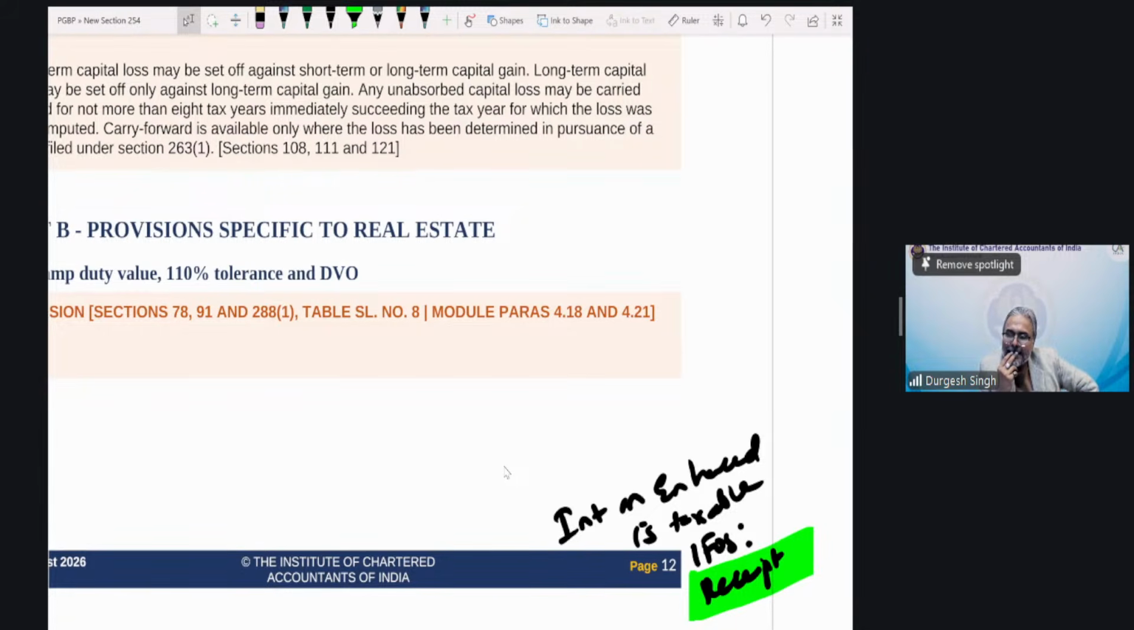So, sir, in that case, we have only discussed the restoration of a right and whether a right is there or not in case of cost of improvement. So, sir, what are the other areas which would come under cost of improvement?